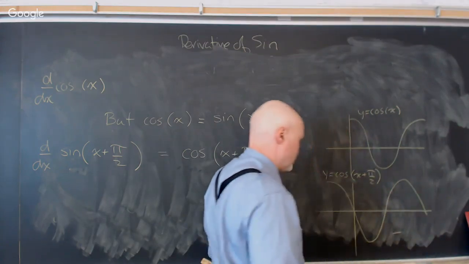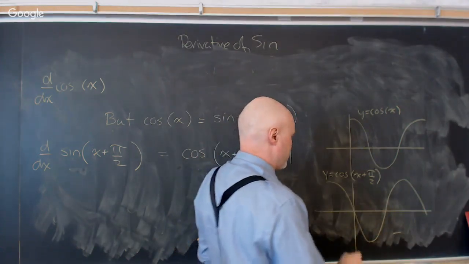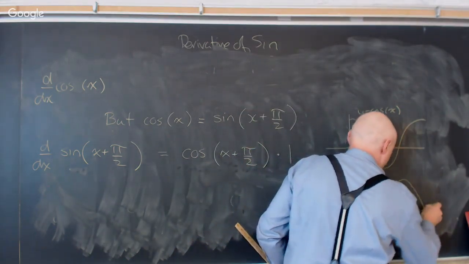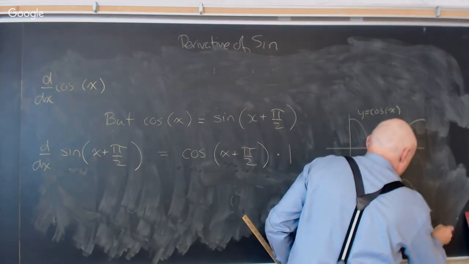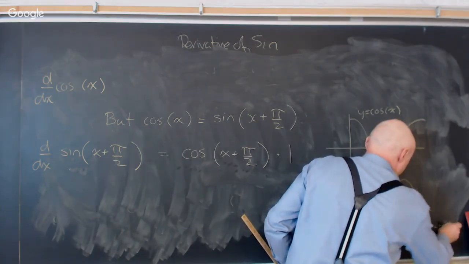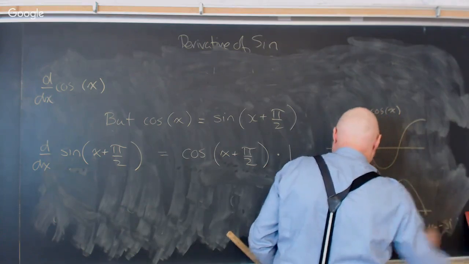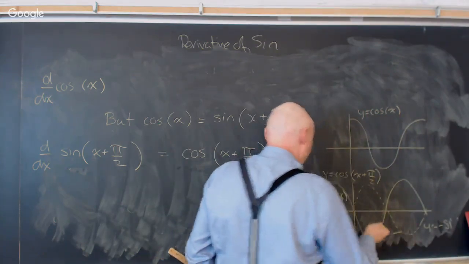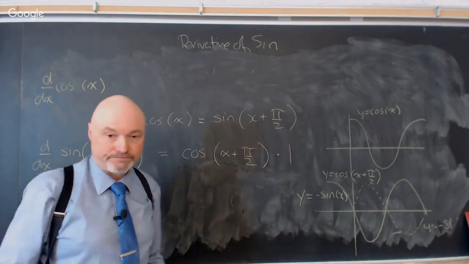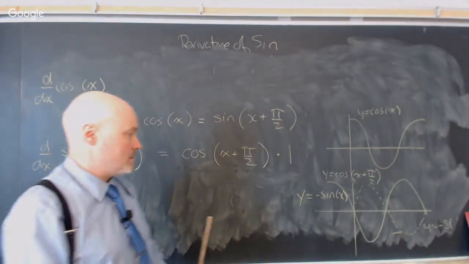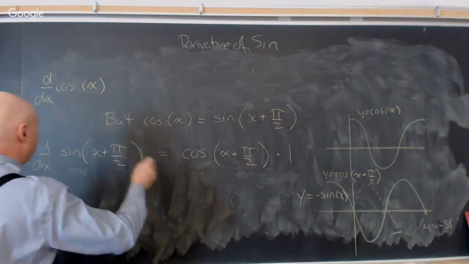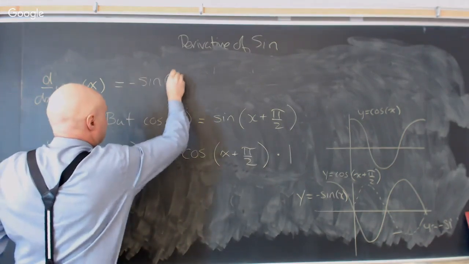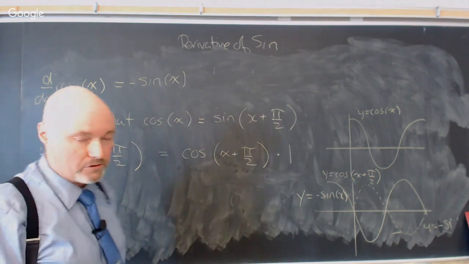Now the good news is this is just y equals negative sine x. I know you can't see that. Okay, y equals negative sine x. So it's actually just another identity. So the derivative of cos x is just negative sine x. That's it. We know the derivative of cosine.